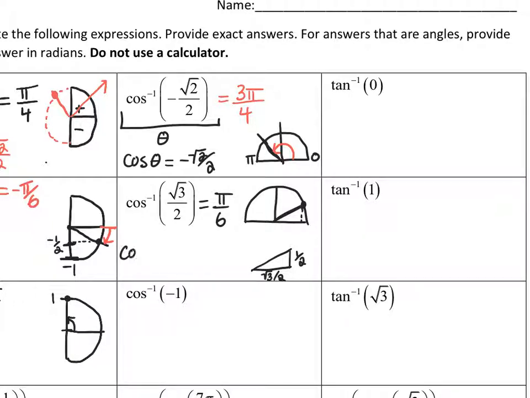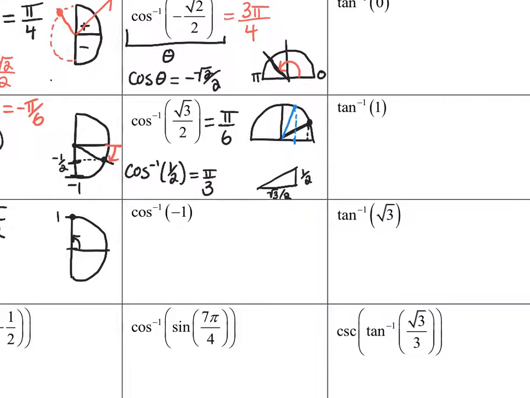If I had asked you for the inverse cosine of 1/2, that would have been pi over 3, because that would have been the cosine value being 1/2, which would have been the same triangle but flipped over the line y equals x. Inverse cosine of negative 1 is asking me for an angle theta where the cosine of that angle theta is negative 1, but the theta has to be in the interval 0 to pi.